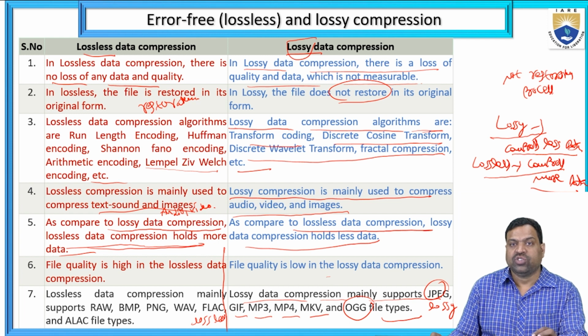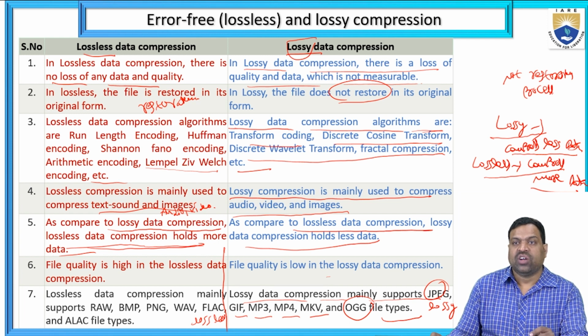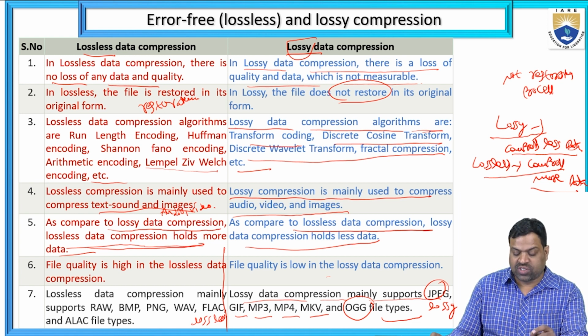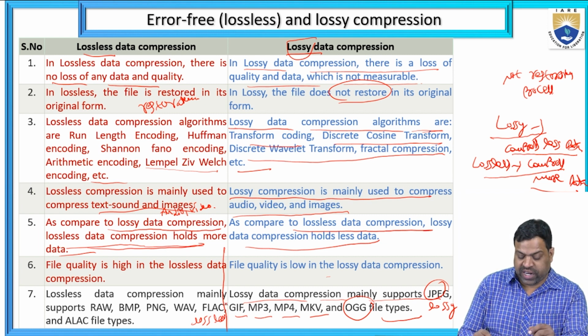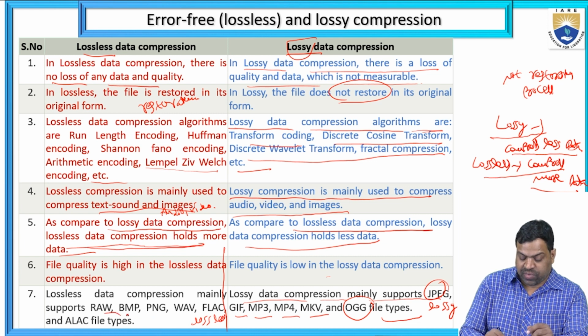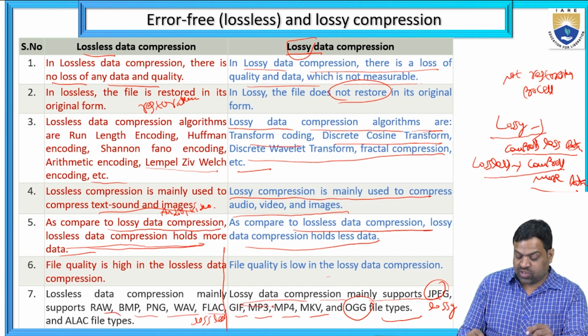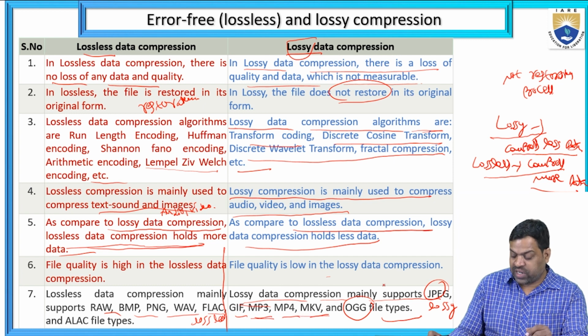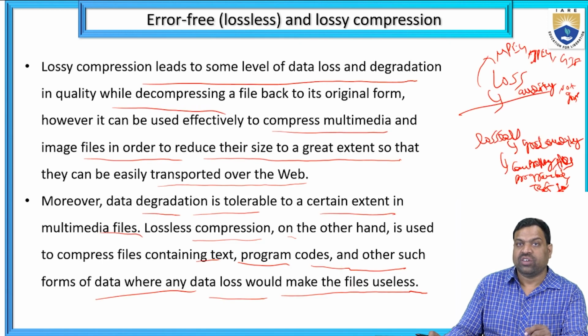Lossless compressions are mainly used to compress text, sound, and images. Lossy compressions are mainly used to compress audio, video, and images. As compared to lossy data compression, lossless holds more data. In the lossy, the data holding is very less, and the quality of the image or data is very less in the lossy, and the quality is very good in the lossless. And the best examples of lossless are RAW, BMP, PNG, and lossy are MP3, MP4, GIF, JPG.